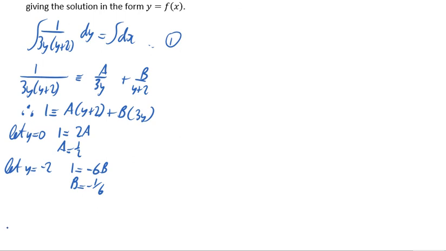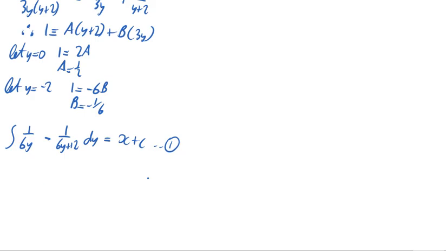So equation 1 then becomes the integral of, it's going to be a half times, what was my a? Sorry, my a was a half. Yep, a half over 3y is going to be 1 over 6y. And then minus 1 over, and if you multiply in by that 6, you're going to get 6y plus 12. Probably the nicest way of doing it. On the right hand side, it was integrating 1 with respect to x, so it's just going to be x plus c. So that's what my equation 1 becomes.